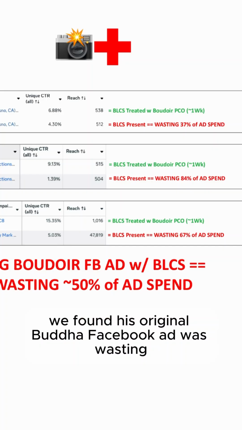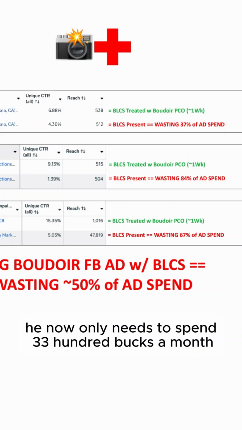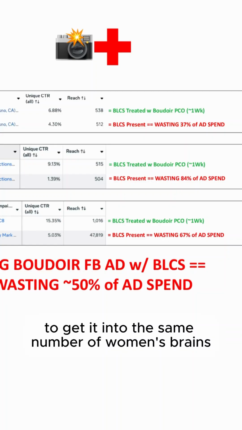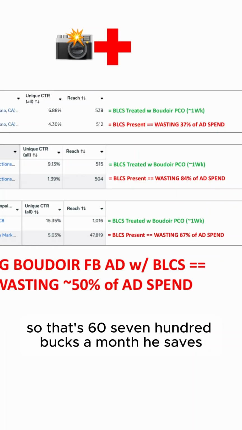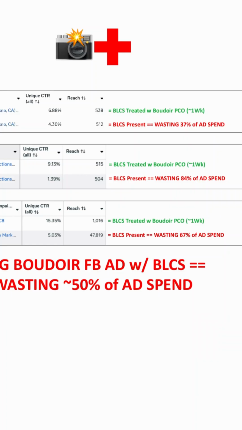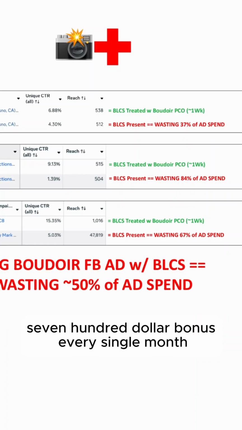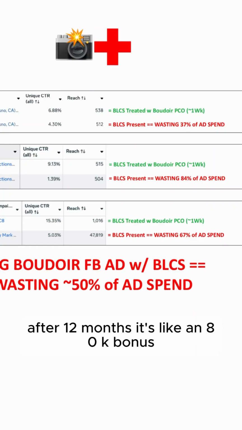So we found his original Boudoir Facebook ad was wasting 67% of ad spend. So if he was spending 10 grand a month on the original Boudoir Facebook ad, then he now only needs to spend 3,300 bucks a month on the Boudoir Pico treated ad to get it into the same number of women's brains. So that's 6,700 bucks a month he saves. He no longer has to spend that. That's like a $6,700 bonus every single month. So after a year, after 12 months, it's like an 80K bonus.